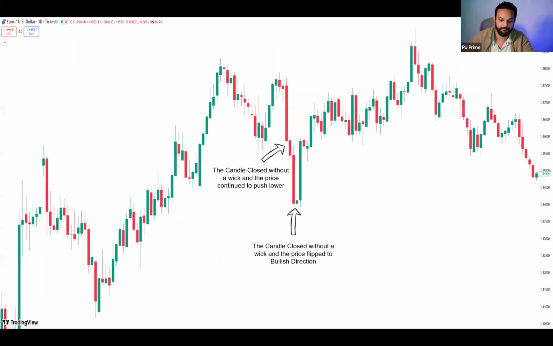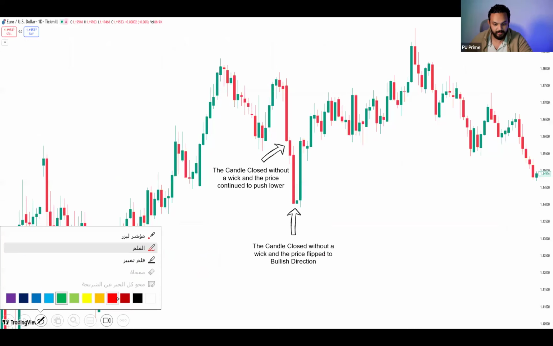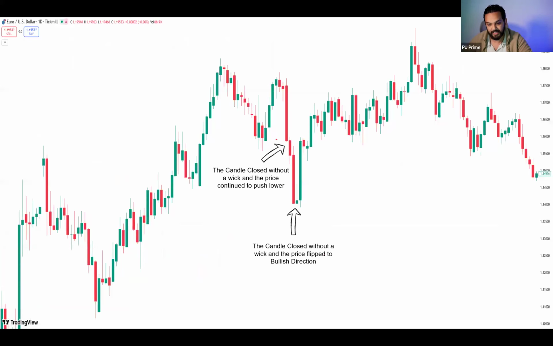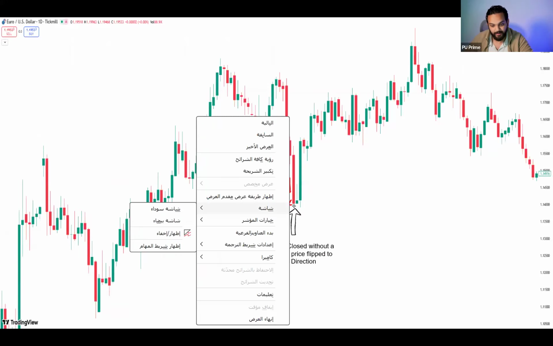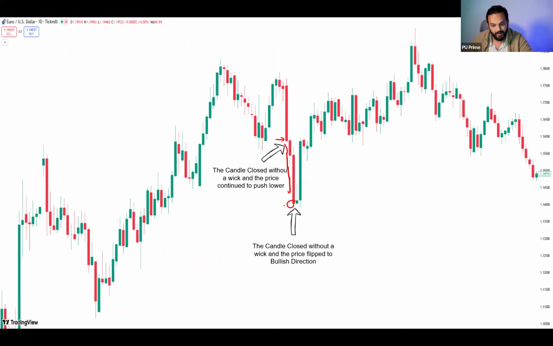So as you can see, now this candle has closed without a wick, but the price continues to push down. But this candle has closed without a wick. Okay, as you can see, no wick here. What happened to the price? The price flipped to this level.